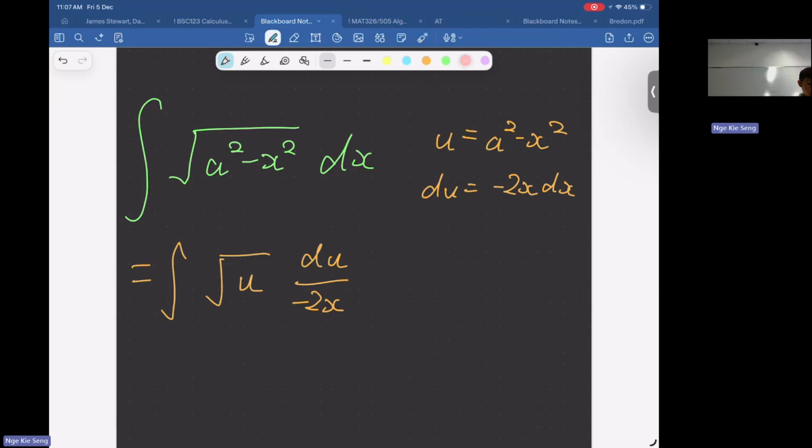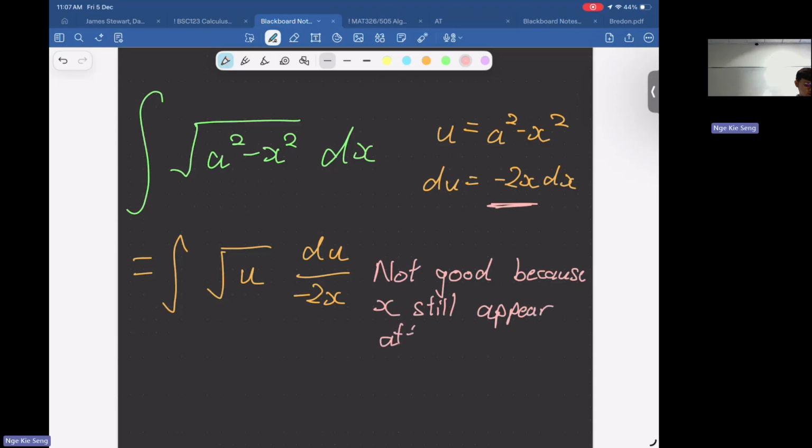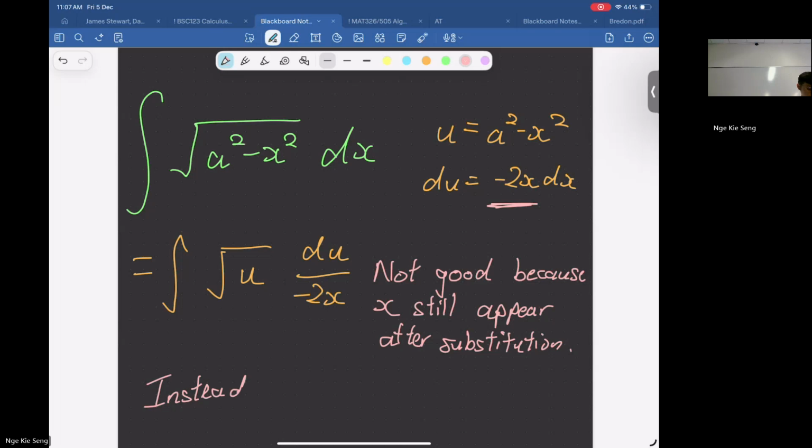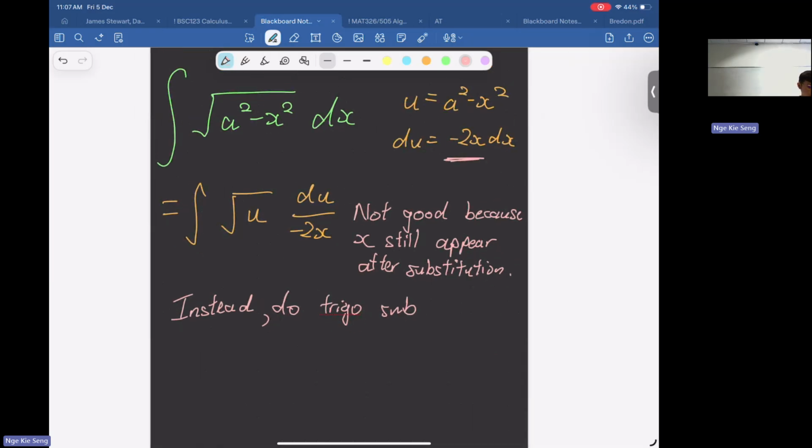Okay, so instead we teach you a way. Instead, this is not good because x still appears after substitution. So we provide a new approach. Instead, do trigonometric substitution. So the problem with trigonometric substitution is you make your x equals to something else.